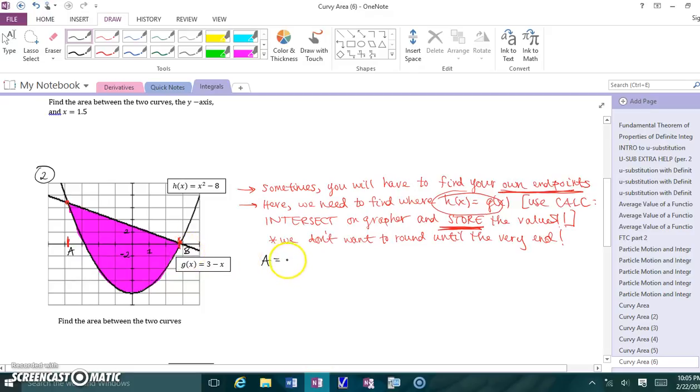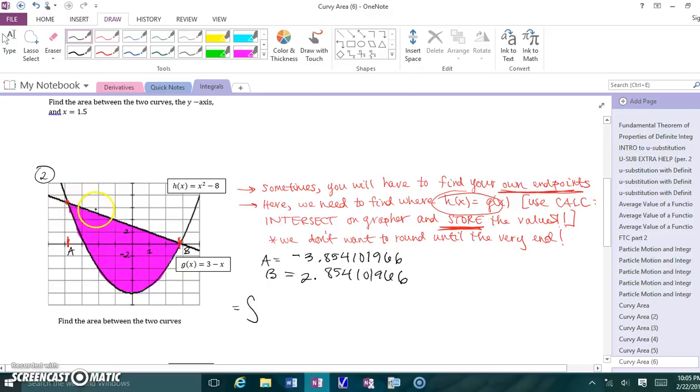So on the AP exam, you would have to tell the reader what these answers are. I hope I'm writing this down right. I think so. And from now on, we're going to use A and B. Alrighty, so we're going to do the integral, and I want top minus bottom.